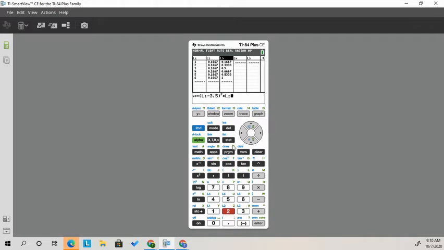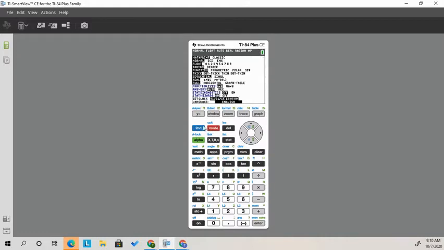At the top of list 3, hit enter, it'll calculate it, quit out, and you're going to sum up list 3 again. So you're going to go to second, stat, math, number 5 is the sum, and sum of list 3. And the sum of list 3 is 2.91, so we're going to say 2.92.